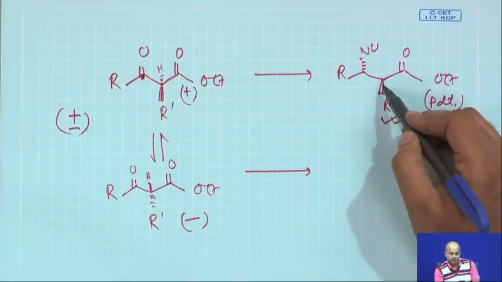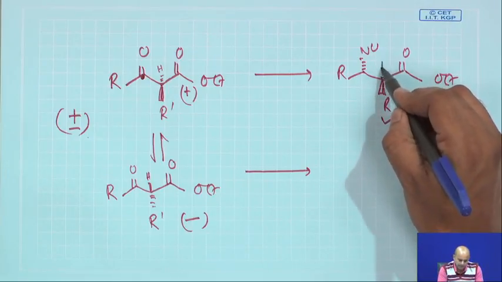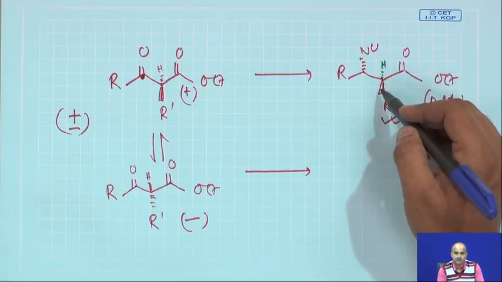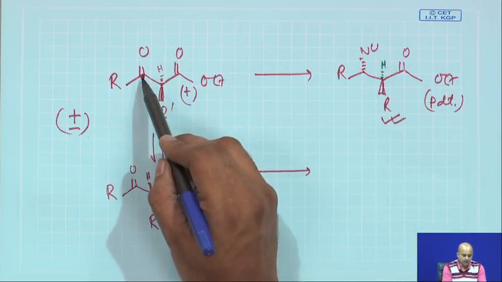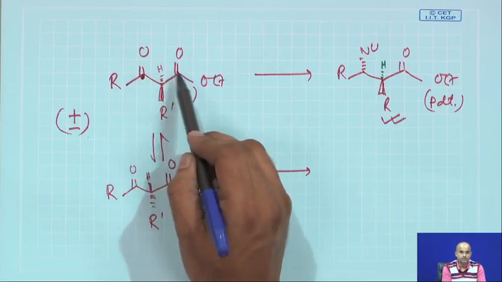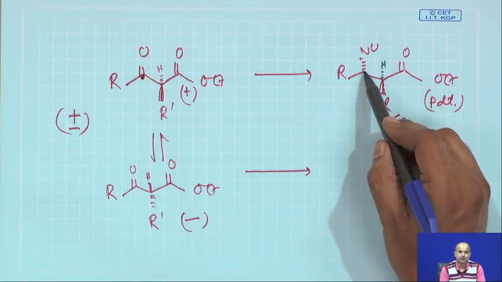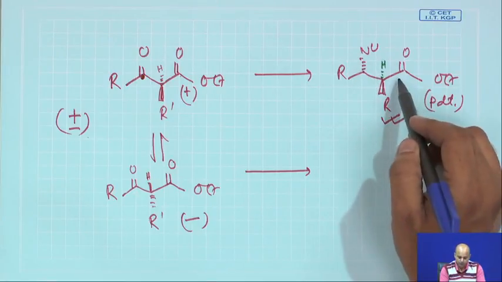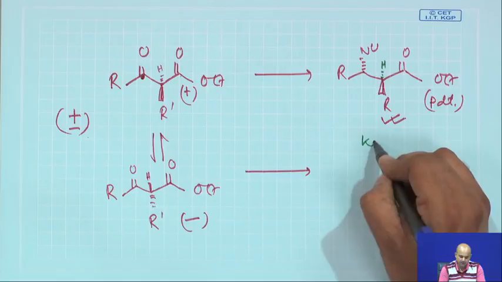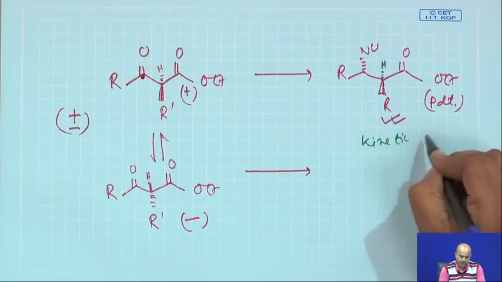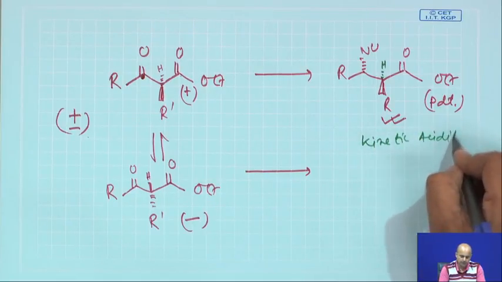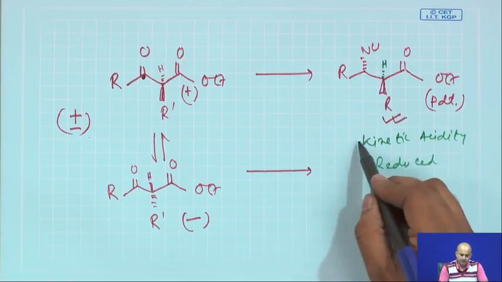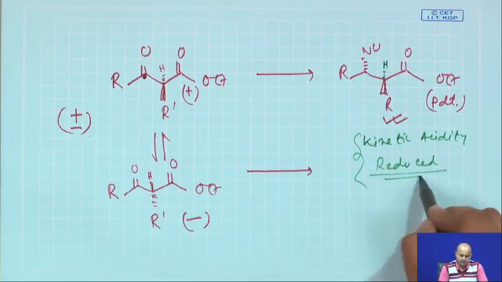Now, in the final product, the epimerization has to be suppressed, because the kinetic acidity has now been substantially reduced. Earlier you had two carbonyls which are extremely acidic; now one of the carbonyls has been functionally interconverted to another functional group. So, the kinetic acidity of this product has now been reduced. So, this is a very classic example of DKR.